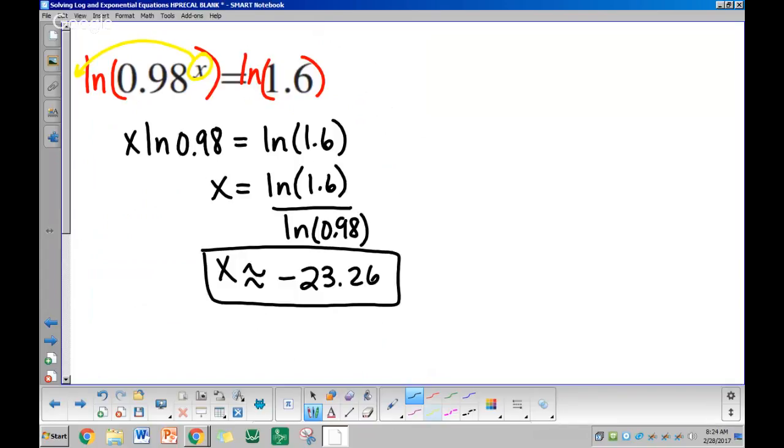And why is it negative? Let's think about it. It's a small number less than 1. Because log functions, if we take the natural log, are going to have negative y values when the argument is between 0 and 1. So this is positive and this one is negative on the log.